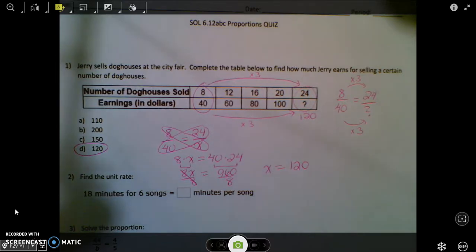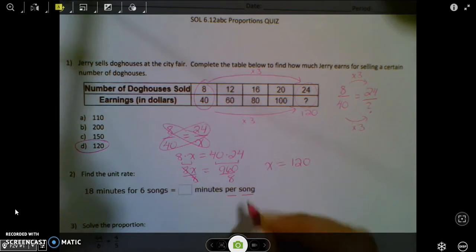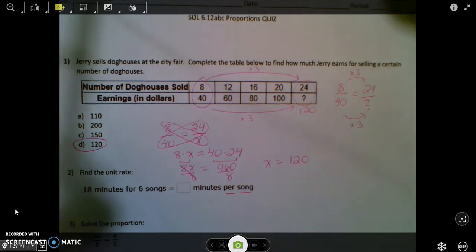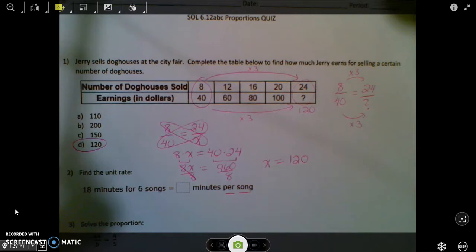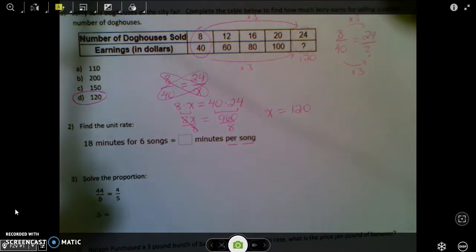All right, and then next, number 2 tells me to find the unit rate. So it says 18 minutes for 6 songs. I want to find the number of minutes per song. That is, maybe it's recording, maybe it's playing, whatever it is, when we are doing unit rate per song, okay? So what that means is I can set up a proportion just like I did up top, and I'll show you a shortcut as well after that.